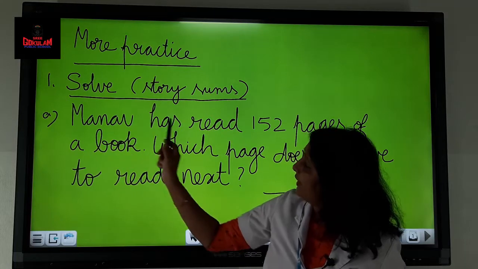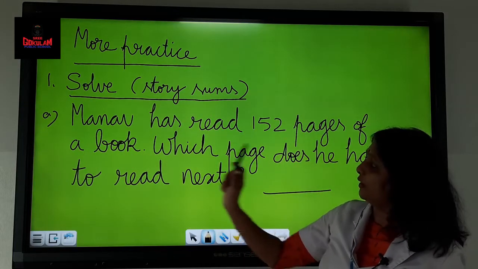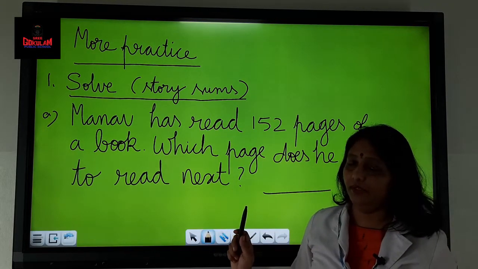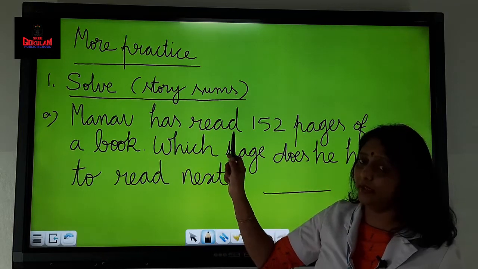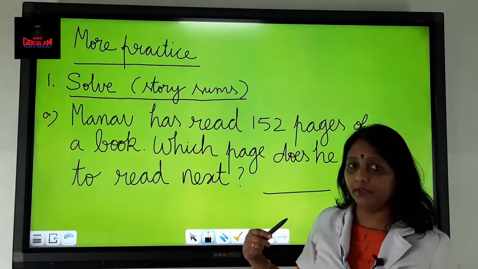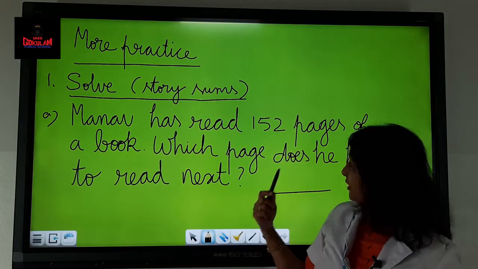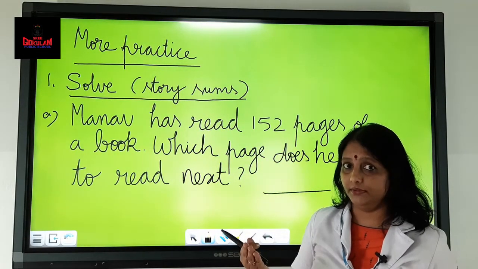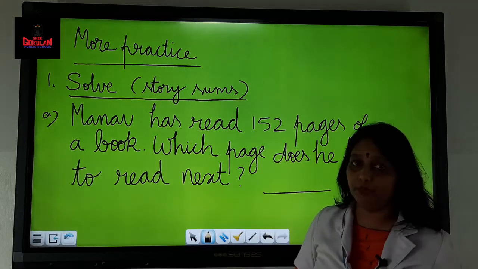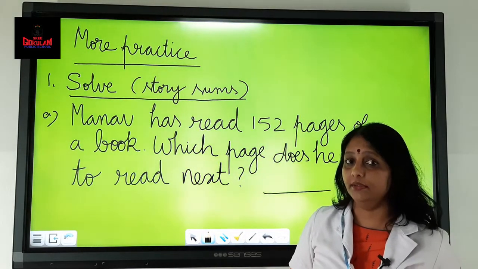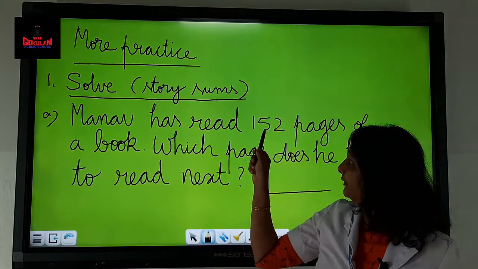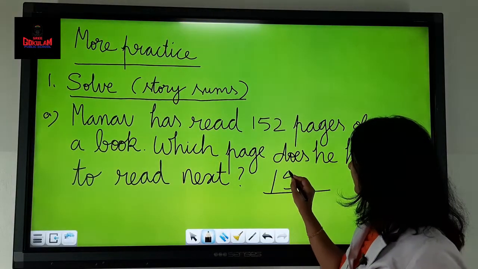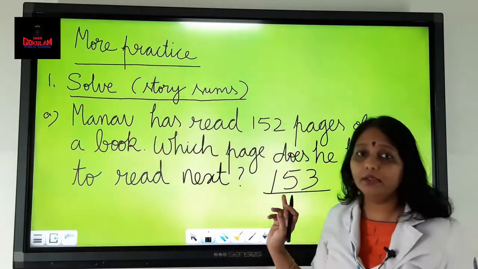First one, Manav has read 152 pages of a book. Which page does he have to read next? A child named Manav, he read 152 pages of a book. The question is, which page does he have to read next? Next, after. What comes after 152? Yes, 153. So, after reading page 152, he will be reading 153. You can also write in your textbook.